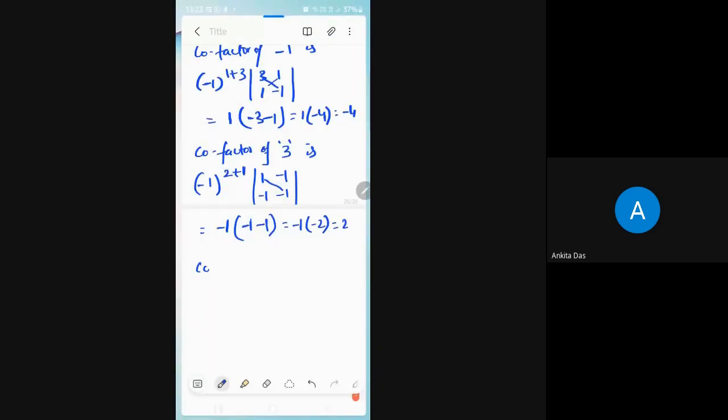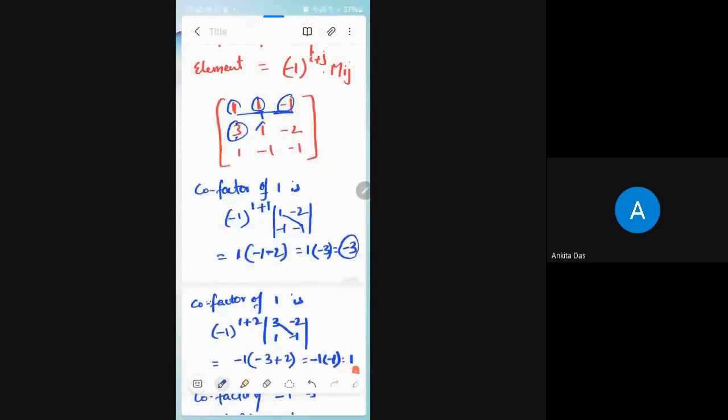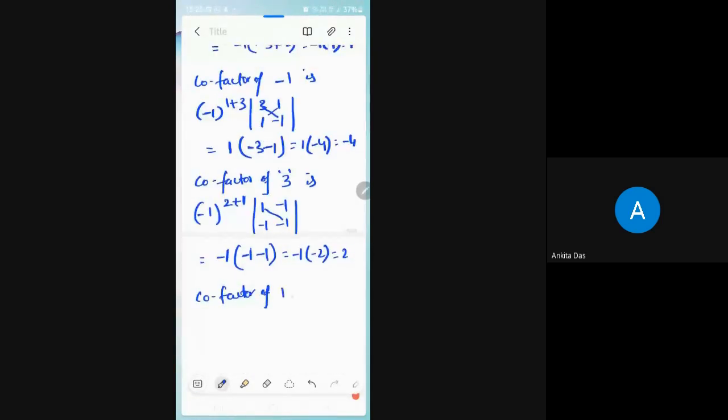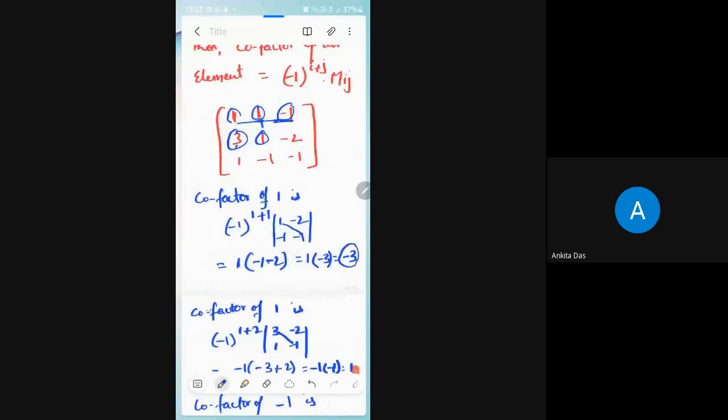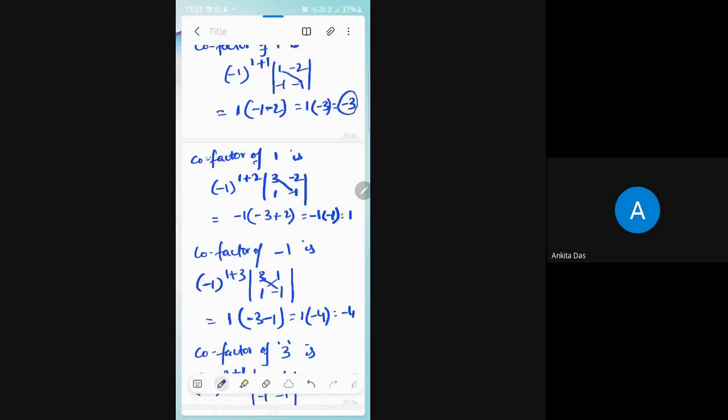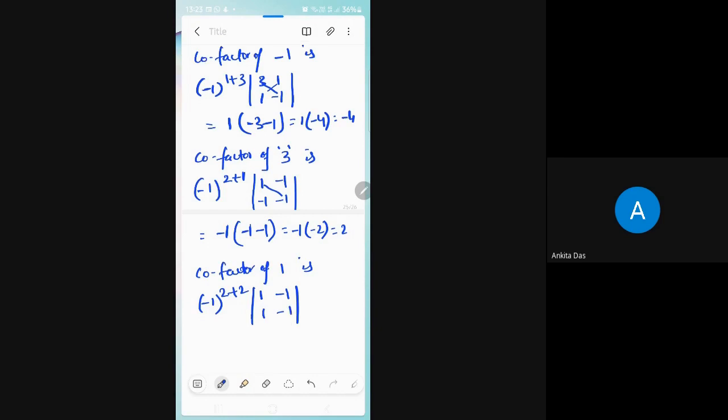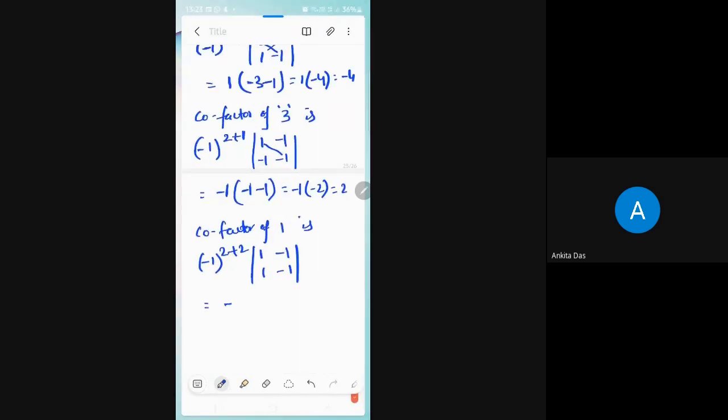Now the fifth element. Cofactor of 1. So the fifth element means this one, that is 1. This is in the second row, second column, right? That means 2 plus 2, into the determinant of: now leave the second row and second column, giving 1 minus 1, 1 minus 1. This implies minus 1 to the power of 4, so plus 1, into AD minus BC: 1 minus 1 plus 1, which is 0. This implies 0.